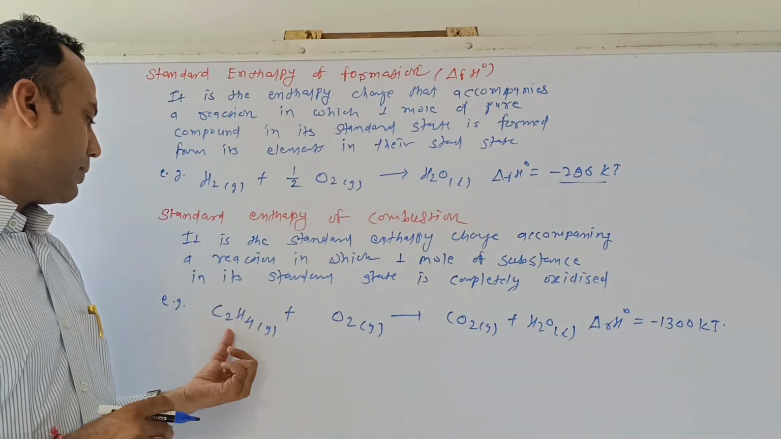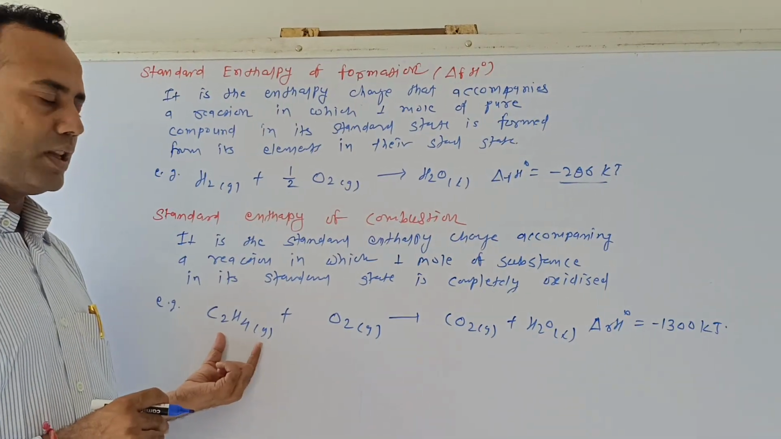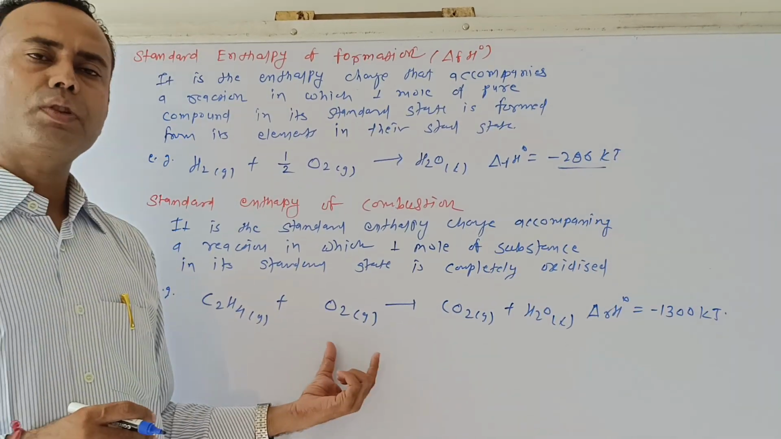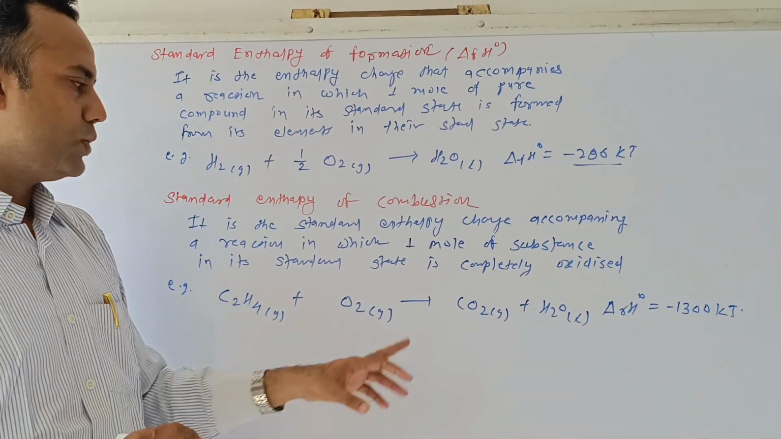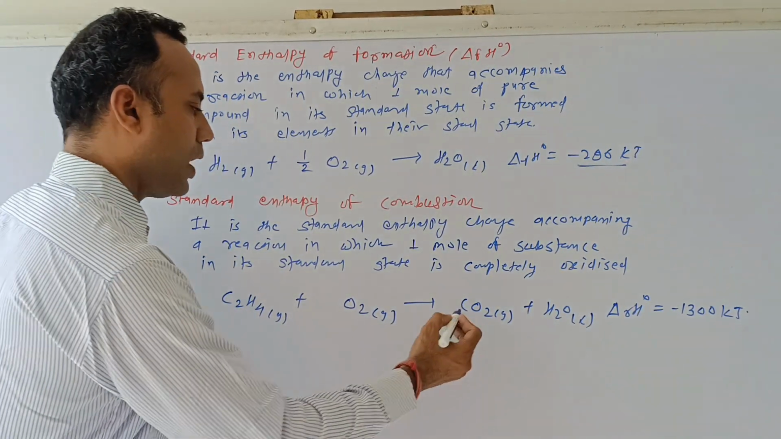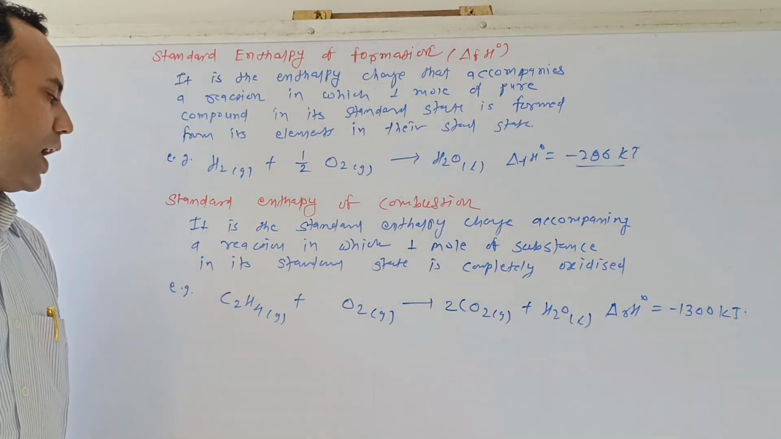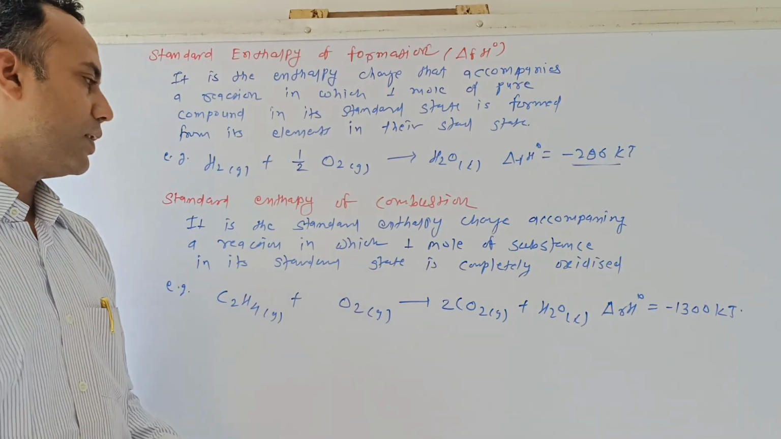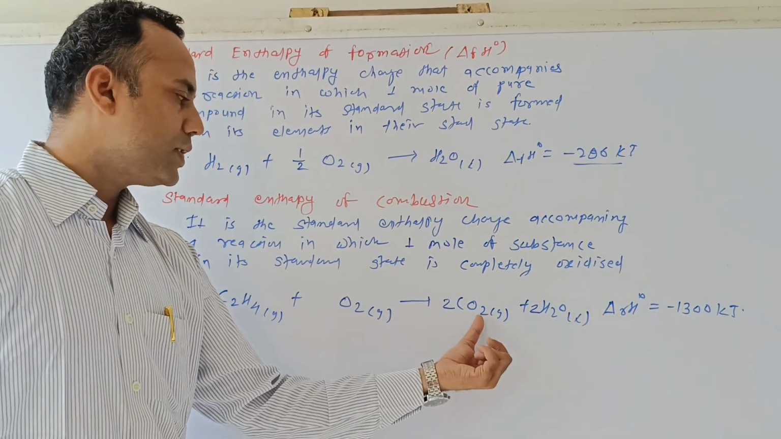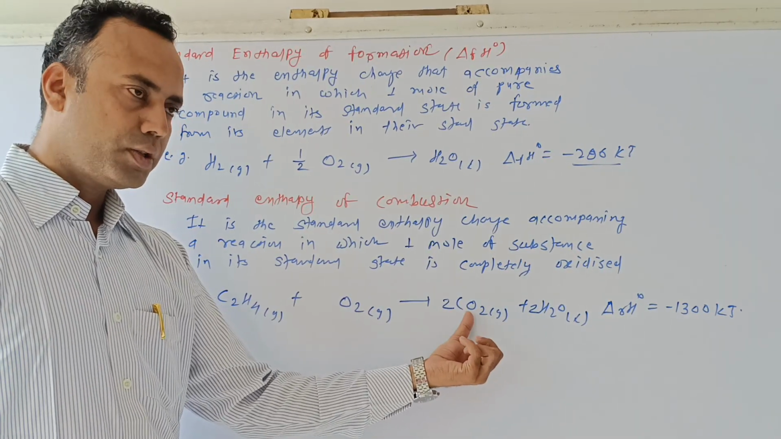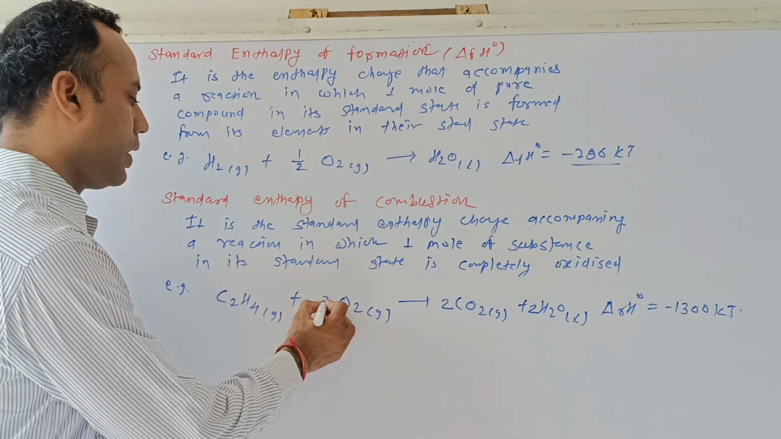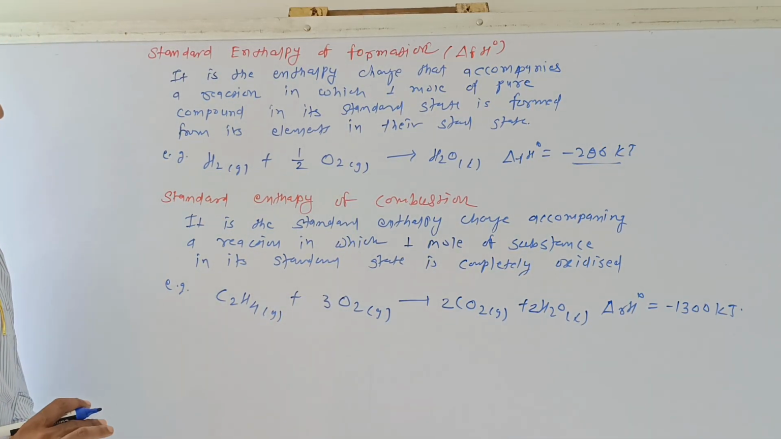Look at this. C2H6, that is ethane, reacts with oxygen. Any hydrocarbon burns with oxygen, it forms CO2 gas and H2O liquid. Now balance it. Carbon is 2, carbon is 1, multiply by 2. Hydrogen 6, hydrogen 2 is here, so multiply by 3. Now oxygen: 4 plus 3, 7, here 2, multiply by 7/2. Now the reaction is balanced.